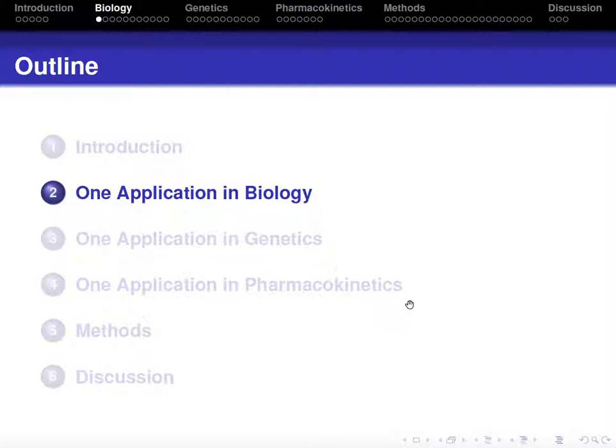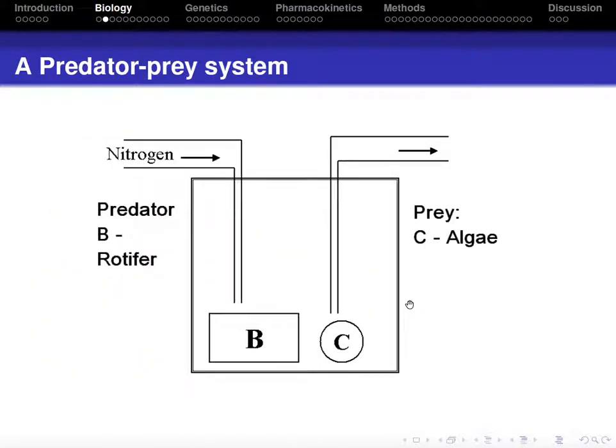Let me give you one application in biology, just so you get the idea of how this problem looks. Here, this is a predator-prey system designed in a biology lab. Basically, in the lab, we have a big water tank. Inside the tank, there are two species. One is called rotifer, which is the predator here, and the other is algae, which is the prey. The rotifer eats the algae.